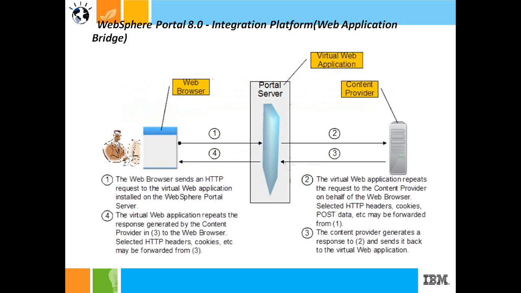The web browser sends an HTTP request to the virtual web application. The virtual web application repeats the request to the content provider on behalf of the web browser, passing selected HTTP headers and cookies. The content provider generates a response, and the virtual web application repeats the response generated by the content provider to the browser, with selected HTTP headers and cookies. This is one way of doing integration with an external application.